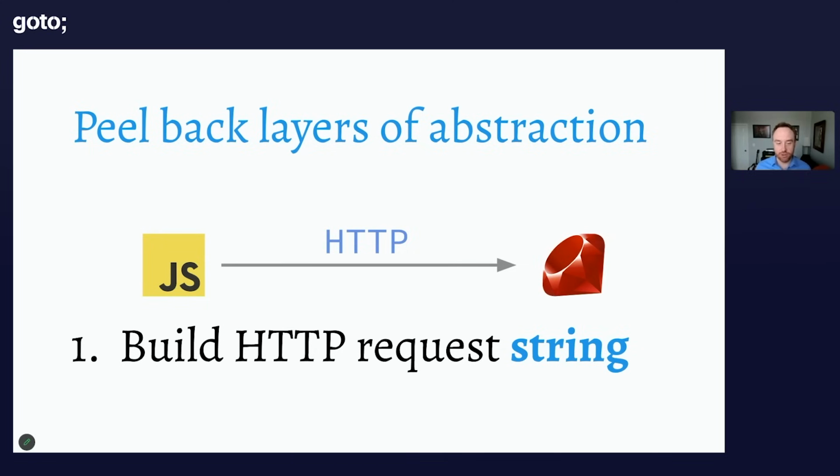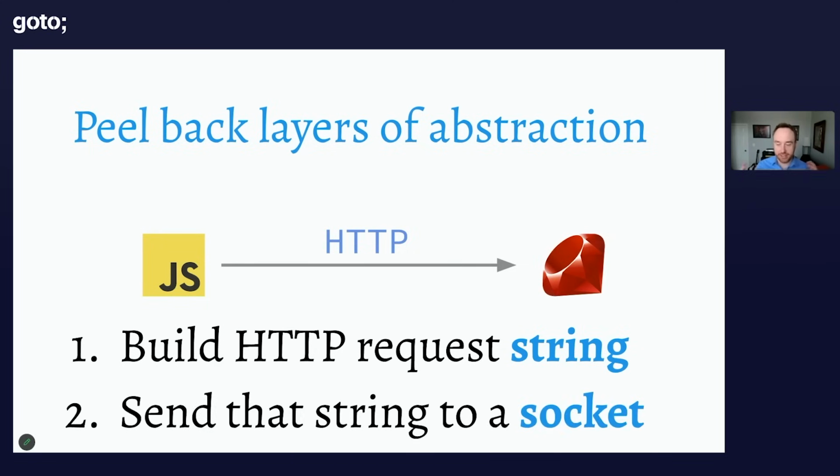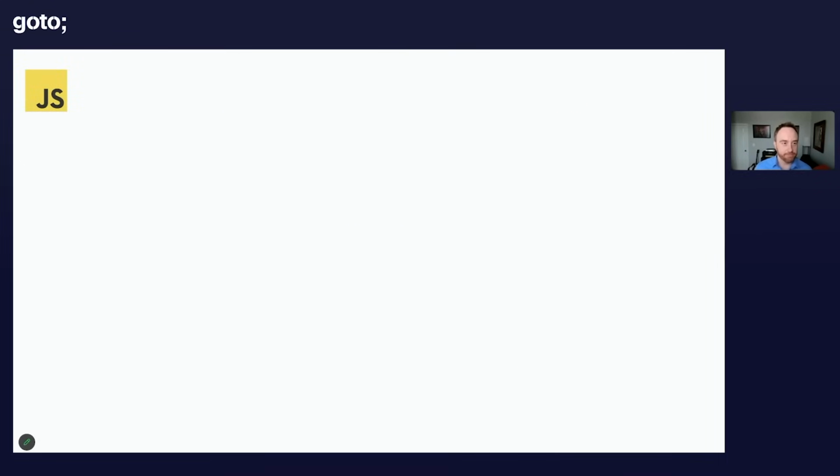And that basically consists of two parts. One is we build the HTTP request string, and the second is we take that string and send it to a socket, and then the operating system will send it across the network. So let's see what that looks like. We'll start with this in JavaScript. Now, JavaScript, if you're running it in the browser, doesn't actually let you go directly to sockets unless you're doing WebSockets, which is kind of a different thing.